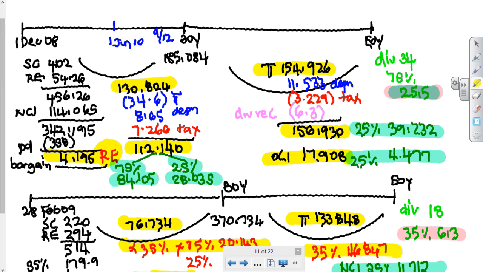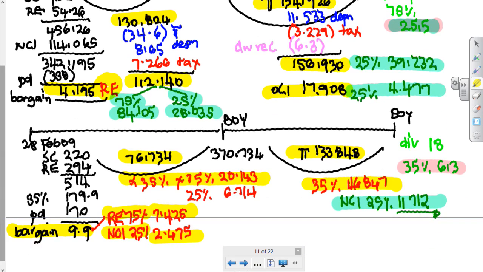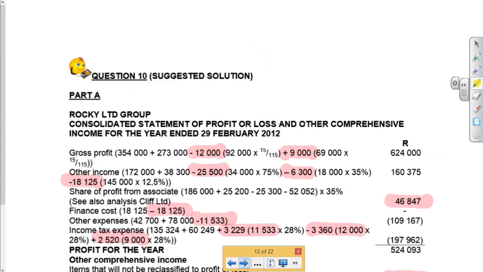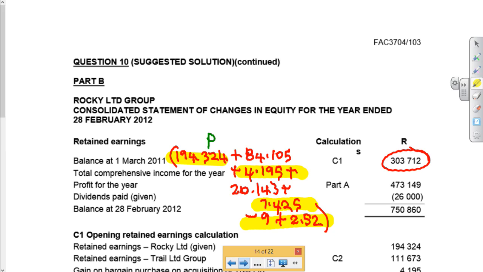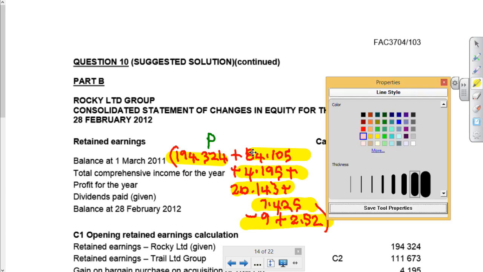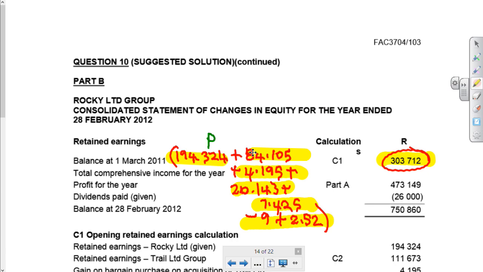And then down here for the associate, I have a movement of 76,734. My share is 35%, but the parent's share is 75% of 35%, 20,143. So when I do my calcs, I add the 84, I add the 20,143, and I come out at that number, 303,712. If you look at how they work out this 303,712, it is convoluted, because I was out by 15 Rand, because I'd added wrong. So I was trying to figure out where it was out.